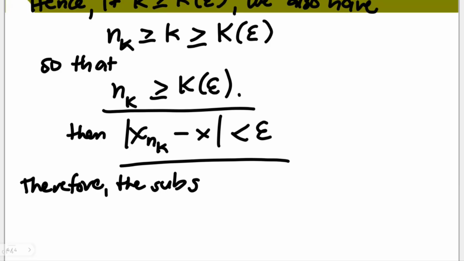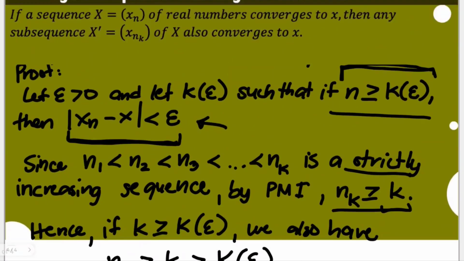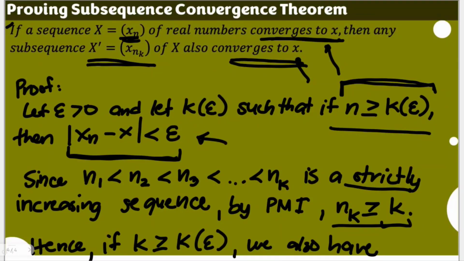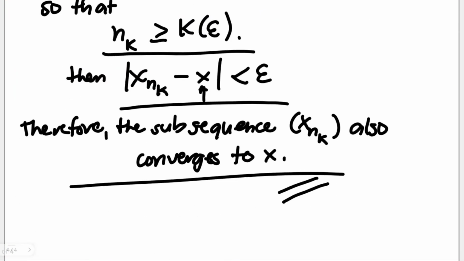Since we were able to establish that, we can now say, therefore, the subsequence x sub n sub k also converges to this limit x. So whatever the subsequence of the sequence here, as long as the original sequence converges to the limit x, all of those subsequences should also converge to x, as this is guaranteed by this proof.